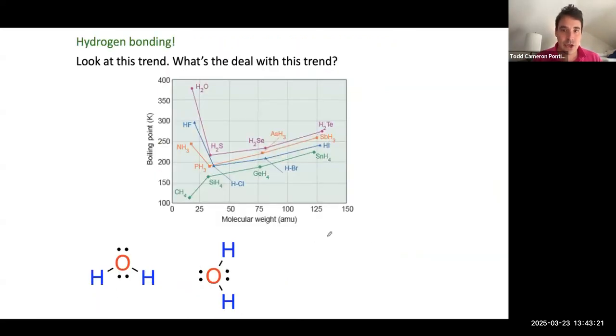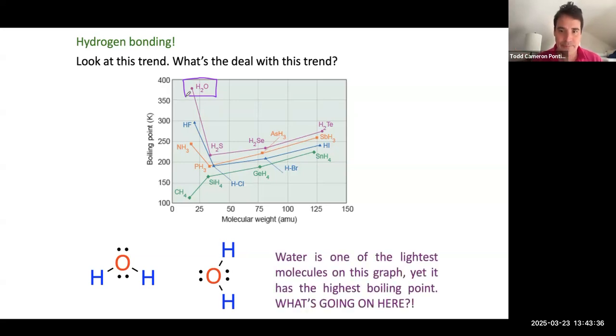So if you look at this trend here, you'll see that water, even though it is one of the lightest molecules on this table, has the highest boiling point. Water does not have a lot in terms of London dispersion forces, but what it lacks in that, it makes up for in hydrogen bonding. Okay, so what's going on here? Partial negative on the oxygen, partial positive on the hydrogen, and this allows for that hydrogen bond interaction. And hydrogen bonds are pretty significant. You can see, whoa, that's a really high boiling point.